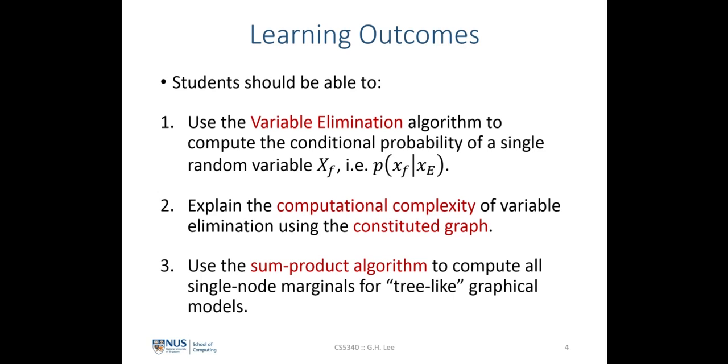Hopefully by the end of today's lecture, you'll be able to use the variable elimination algorithm to compute the conditional probability of a single random variable. That is, you should be able to compute the conditional probability of XF conditioned upon XE, where we call XF the query random variable and XE the evidence random variable. We'll see more detail of the definition in the following slides.